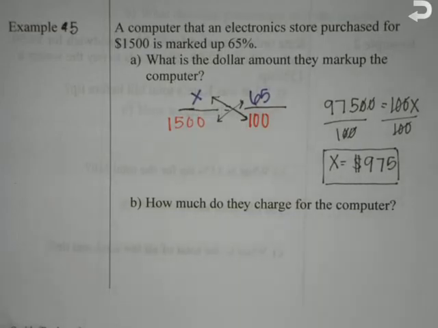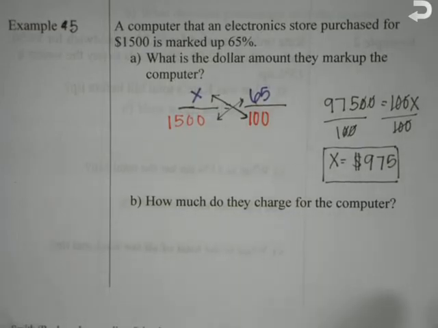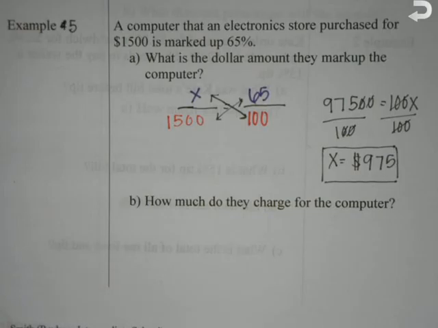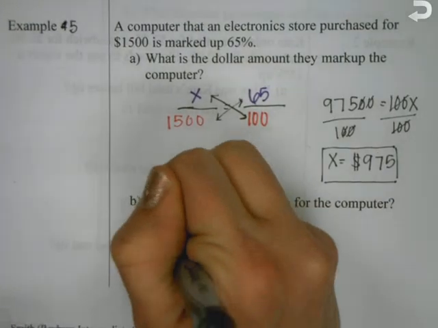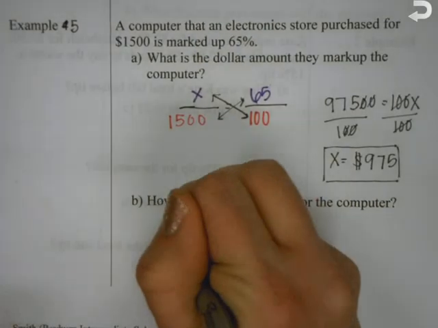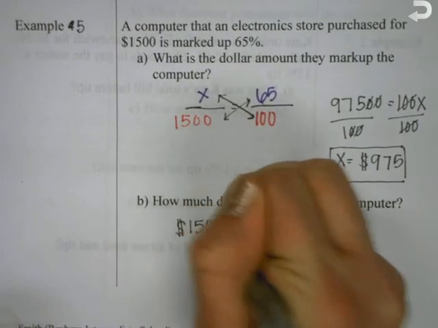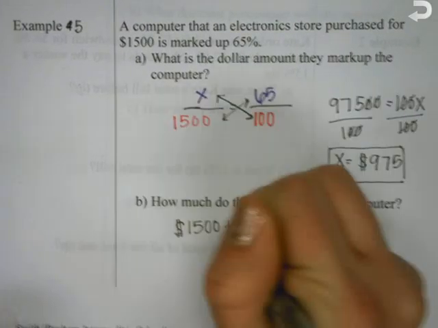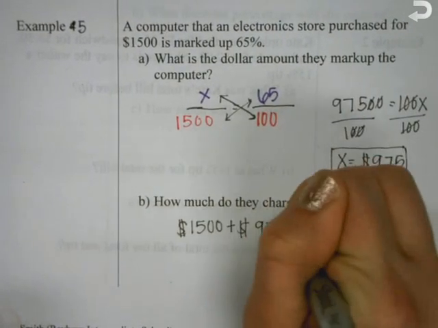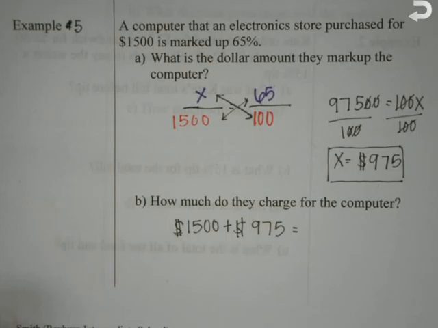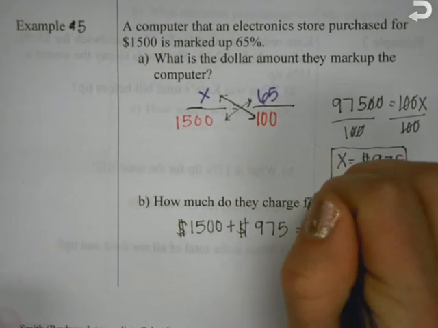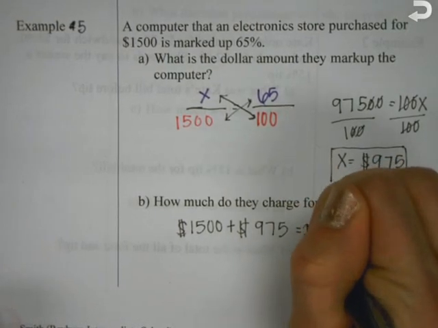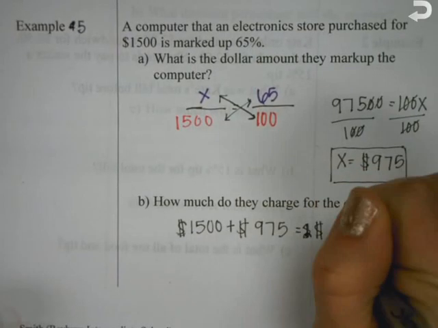Okay, so how much do they charge for the computer? So what do I have to do? I add it because it's marking up. So this is 1,500 plus 975, which gives me 2,475, right? So you are paying $2,475 for that computer.